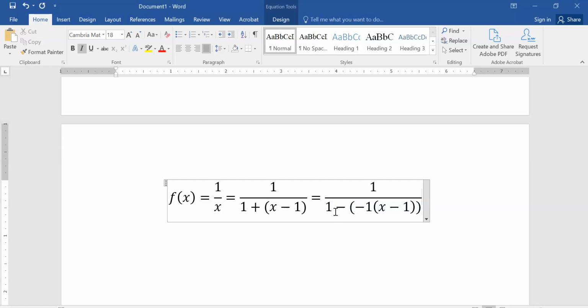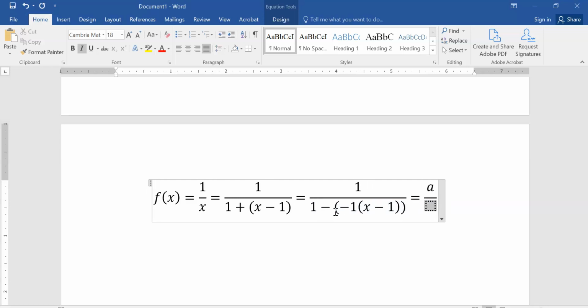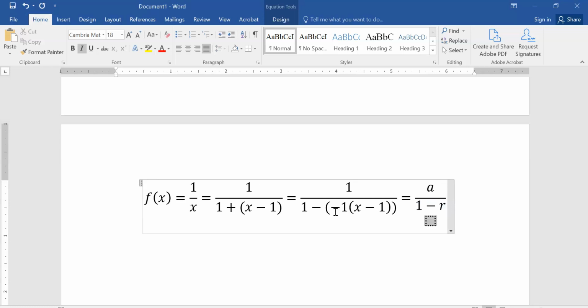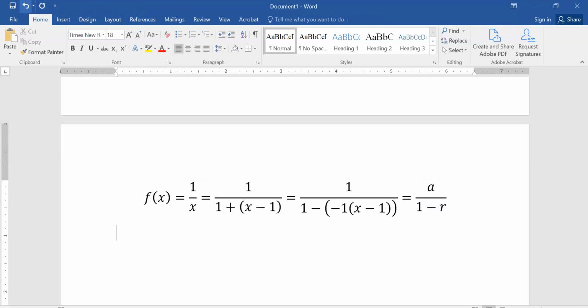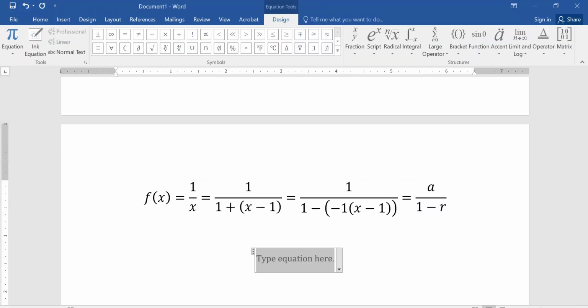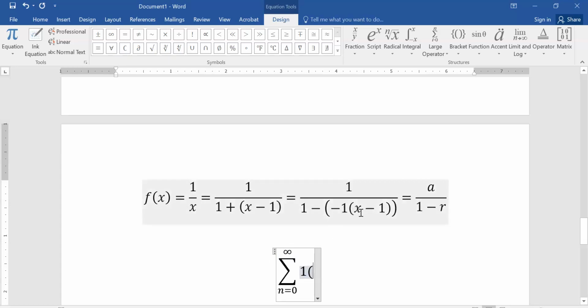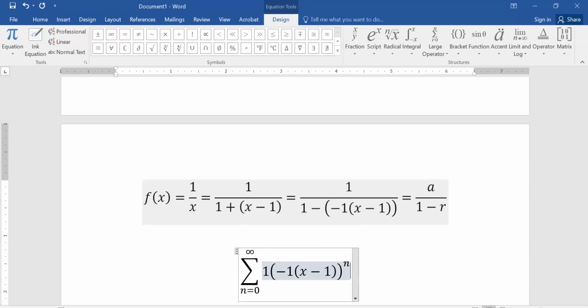And so that is your a over 1 minus r, which leads you to a over 1 minus r being the infinite sum from 0 to infinity. A here is 1 times, and now -1 times x minus 1, all to the nth power.